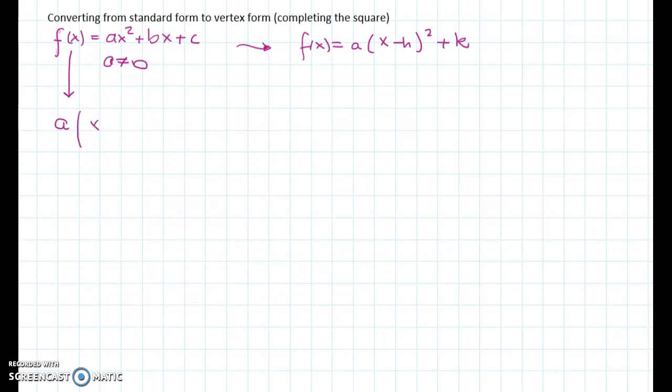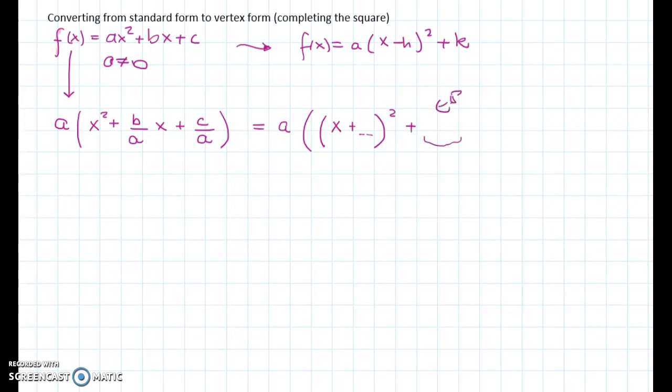So we are going to be left with x squared plus b divided by a x plus c divided by a. What we want to do is to write this as a times, and then we're going to have some bracket that has x plus something else squared, and then we can have any number we want here, but just a number, no more variable x anymore. So that's what we want to achieve.